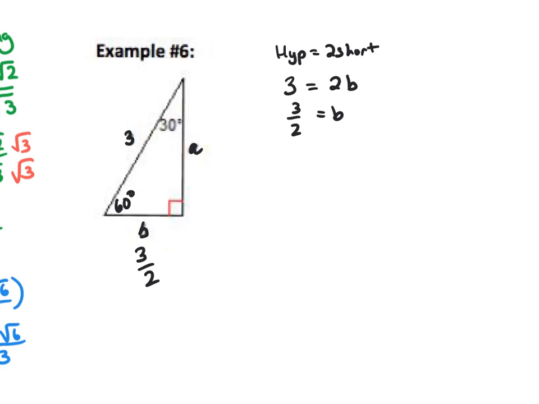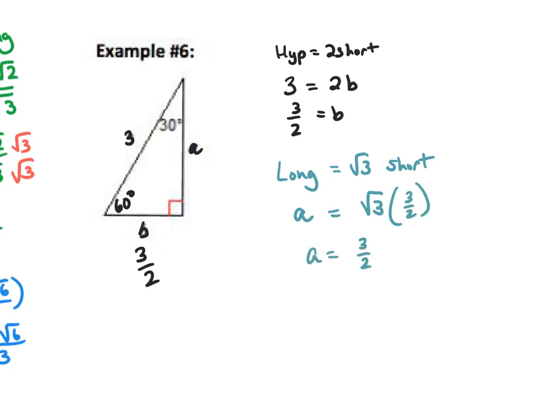For the second part, we know the long leg is equal to the square root of 3 times the short leg. Well, the long leg in this case, we don't know, so call it a. It's the square root of 3 times the short leg, which is 3 halves. Just for convention, we typically put the fraction in the radical last. So this would be 3 over 2 root 3, or 3 root 3 over 2.